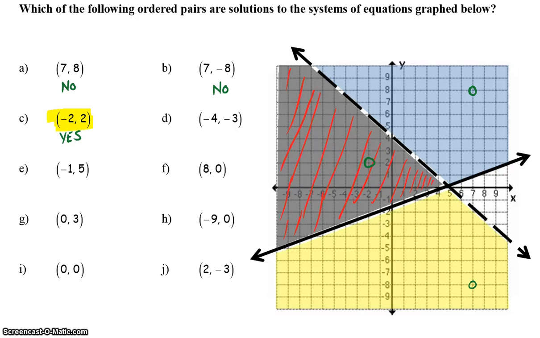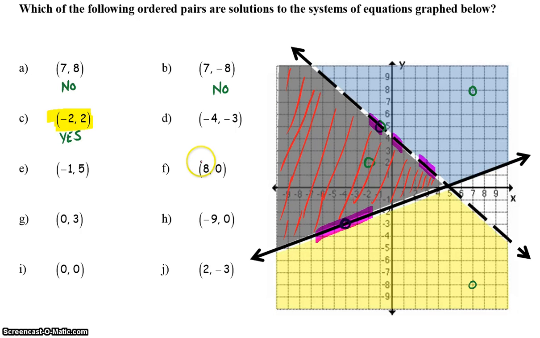Now, a couple of these are a little bit trickier. -4, -3, for instance, is located right there. Compare that to the point -1, 5, located right here. Those are tricky. They both actually lie directly on these lines. The major thing that we want to consider, though, is this point lies on a dashed line versus this point lying on a solid line.